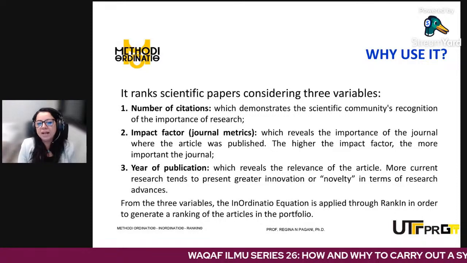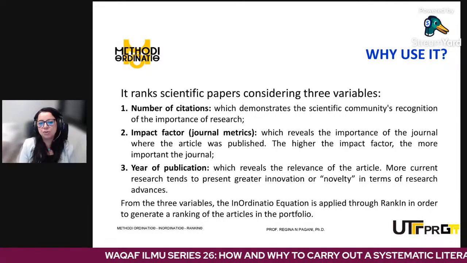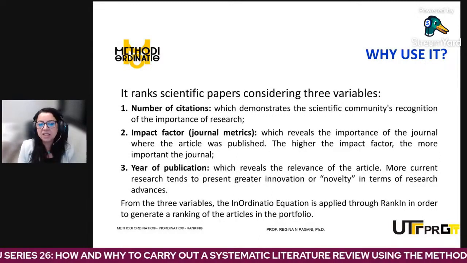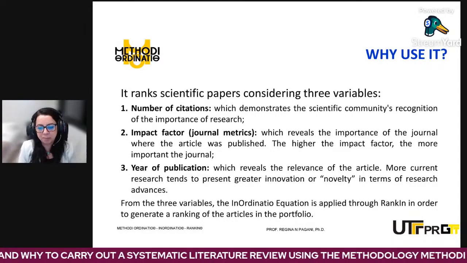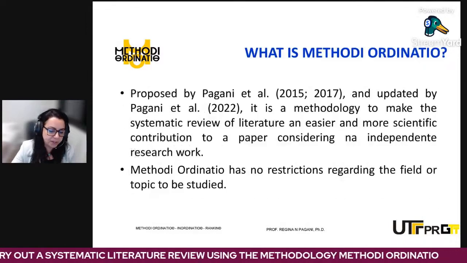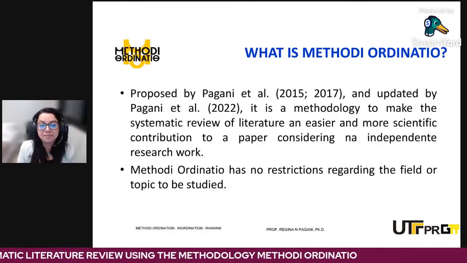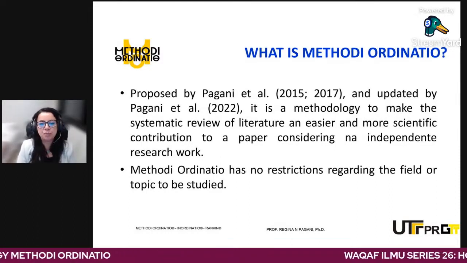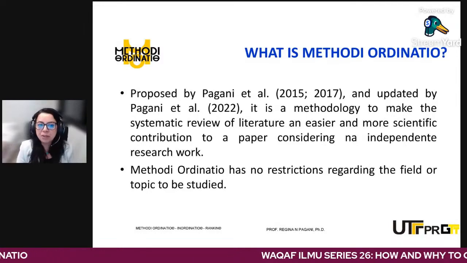So why use Methodi Ordinatio? As I said before, because it ranks scientific papers considering 3 variables. Let me go back. So what are the most important factors that you consider when you're selecting papers for your portfolio? Have you thought about it?